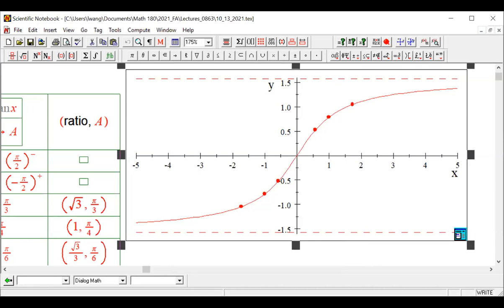So how about these lines? The one on the top is y equals pi over 2. The one on the bottom is y equals negative pi over 2. That's the consequence of swapping x and y.